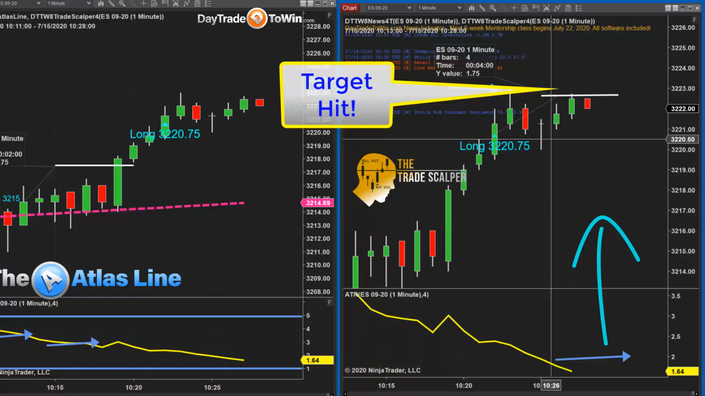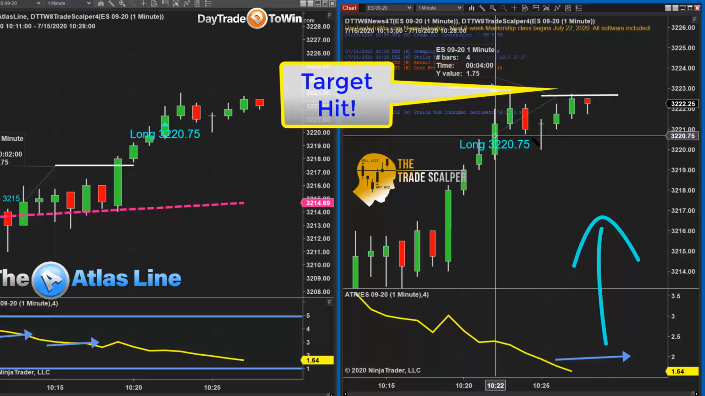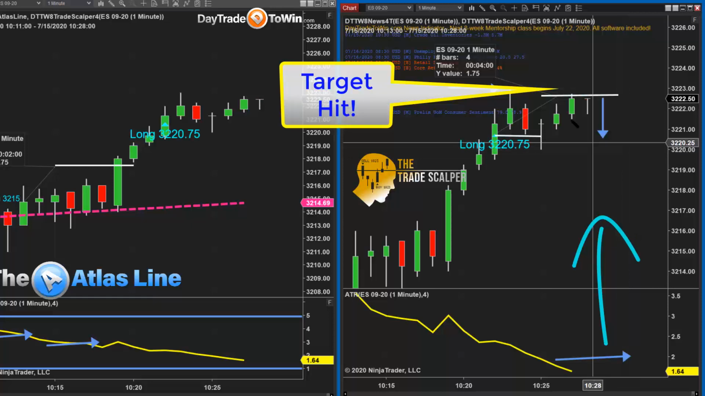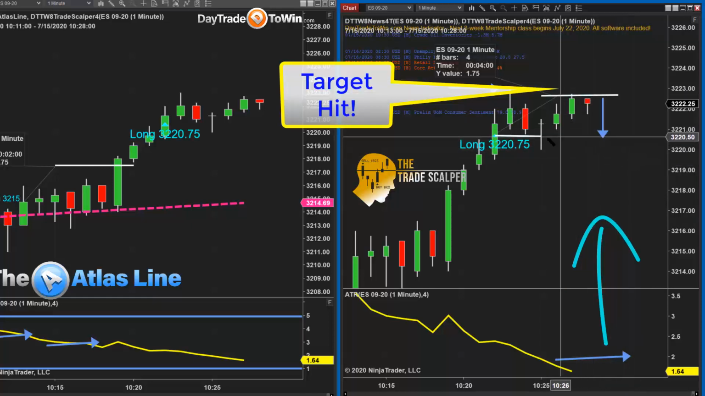So, for example, here, the entry hit the target. If it comes back down, will you take it again? I would have to say no. It's already made the move. I look for the next signal. I would not take this a second time at 32.20.75.